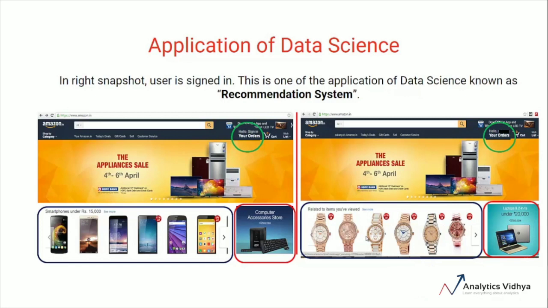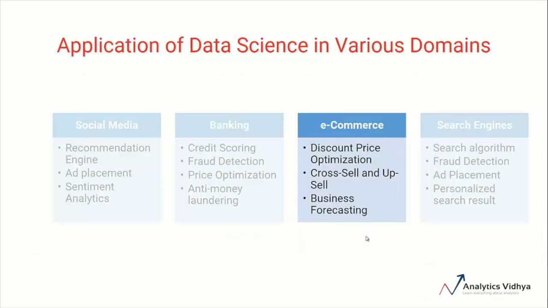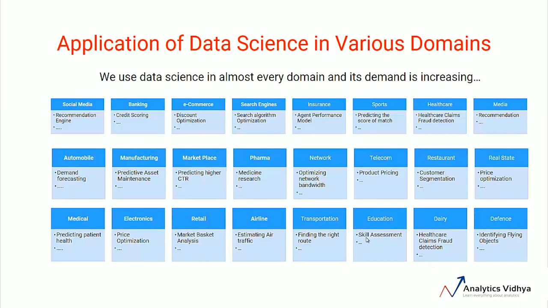Basically, Amazon is collecting data about user behavior and using it to recommend more relevant products to its user. Hence, the advertisements being shown to the user are personalized and are based on their past behavior. So this recommendation system is used in almost every domain, like social media recommendations. Then banking also uses this, e-commerce, Flipkart and everything, and search engines also use this. And other than the recommendation system, data science has various other applications as well. As you can see, we use data science in almost every domain, and its demand is only increasing with time.